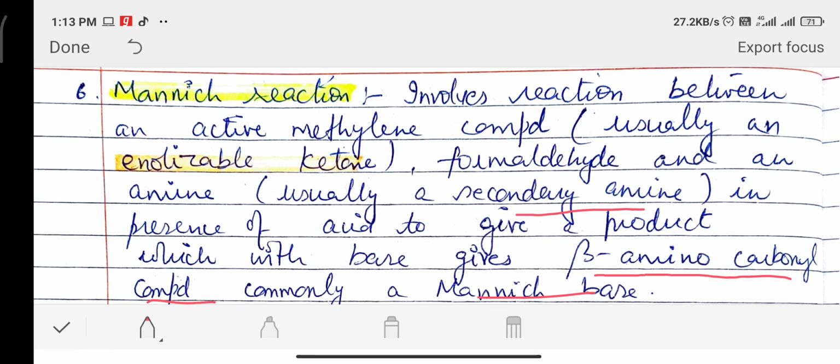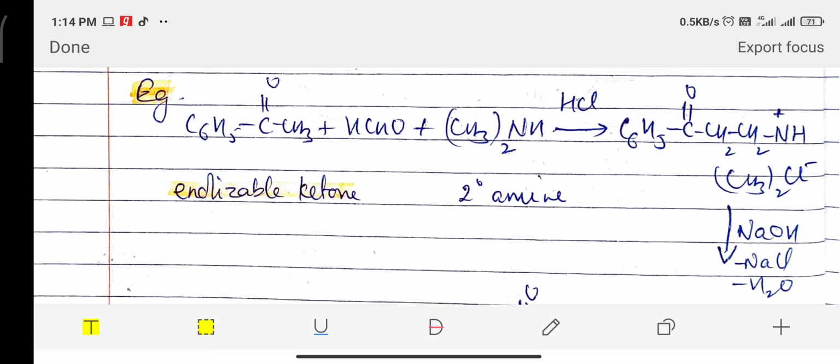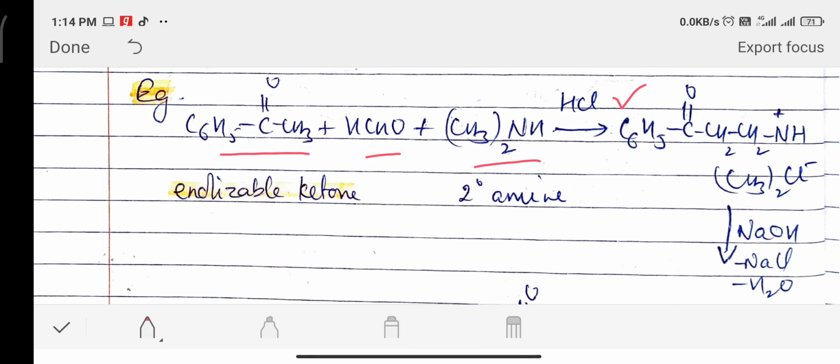So it is a reaction between a compound containing active methylene, and these are usually enolizable ketones, that is ketones which can be enolized, with formaldehyde and a secondary amine in the presence of acid to give a product called a beta amino carbonyl compound. The reaction is: this enolizable ketone reacts with formaldehyde, secondary amine and acid HCl to give this product, C6H5C double bond O CH2, CH2, and NH(CH3)2, and Cl negative is associated with this because the nitrogen carries positive charge.